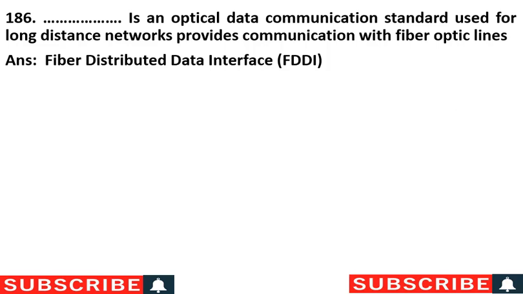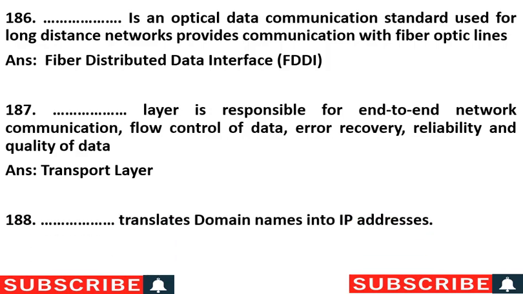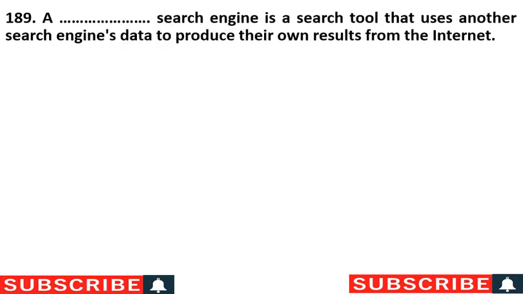optical lines. Dash layer is responsible for end-to-end network communication, flow control of data, error recovery, reliability and quality of data. Right answer is transport layer. Dash translates domain names into IP addresses. So domain name systems translates domain names into IP addresses.